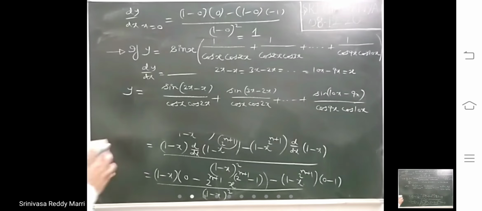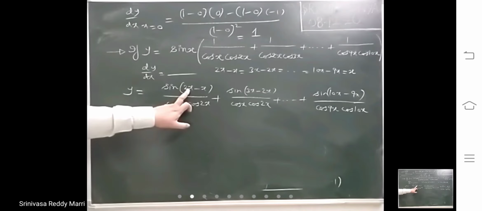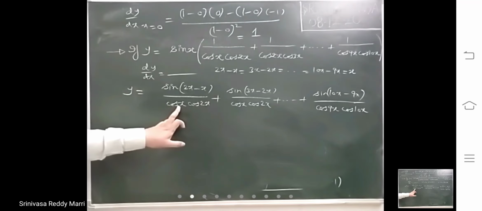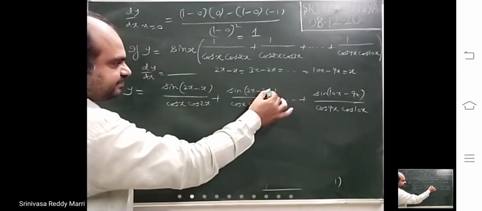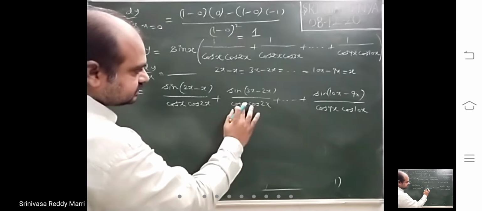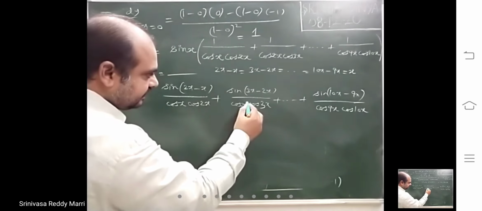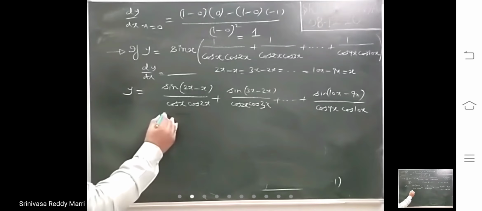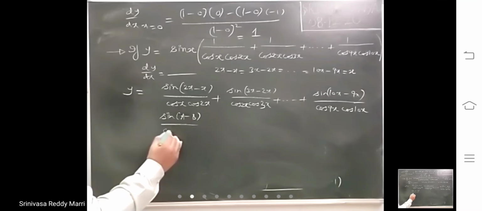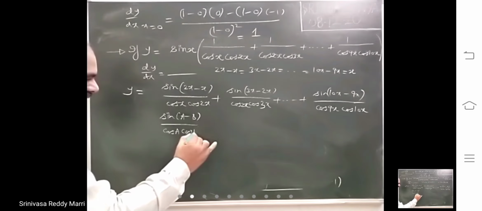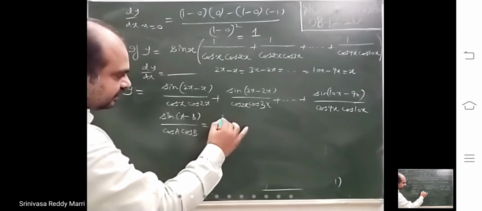Now in every term you can observe sine of a minus b divided by cos a into cos b. Let us say this is a, this is b. Sine of a minus b divided by cos a cos b. You will calculate first what you will get. In every term it is there, sine of a minus b divided by cos a cos b.